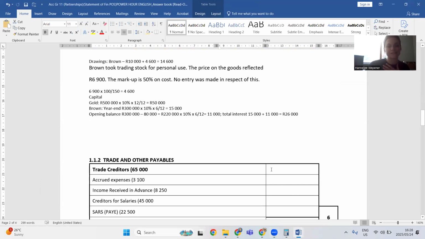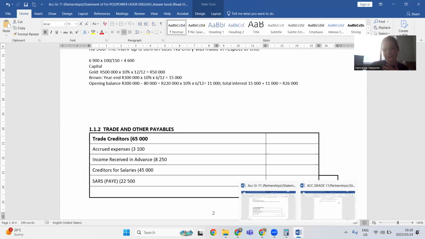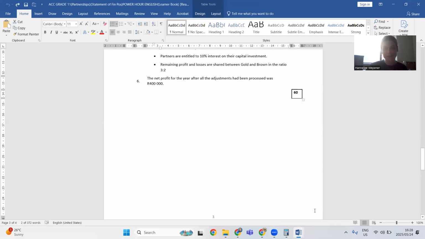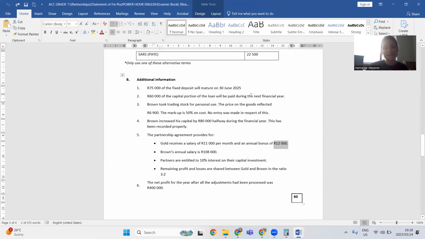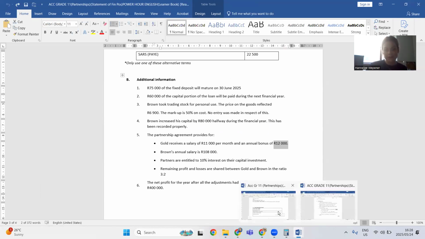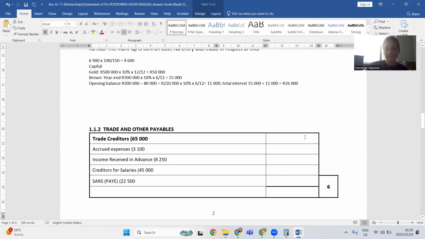The reason why I've just had to stop real quick is I still have to look at the trade and other payables. So trade and other payables in this case was way too easy because we didn't have any adjustments. When we read through it, you would have noticed we don't have any adjustments that will affect our trade and other payables. So therefore, whatever the amounts were that they gave us in the pre-adjustment trial balance, that is also the final totals for these accounts.